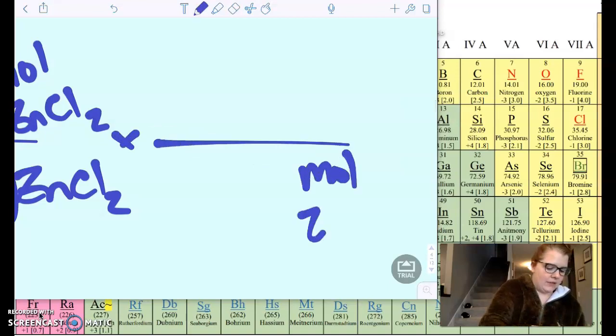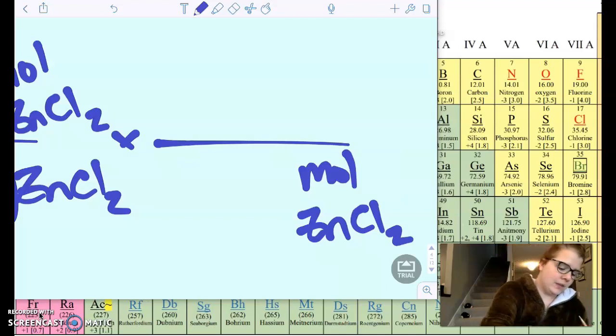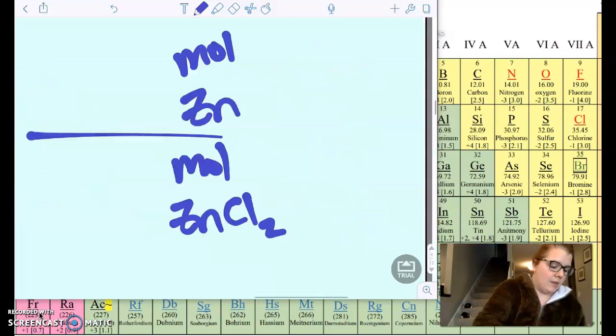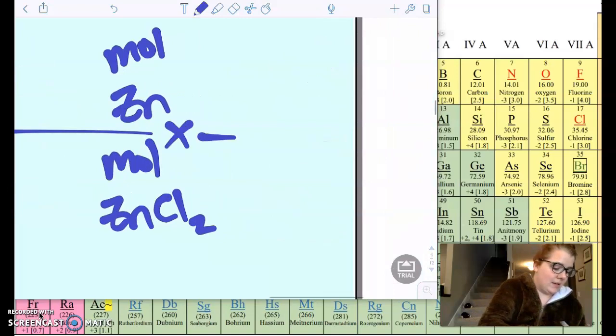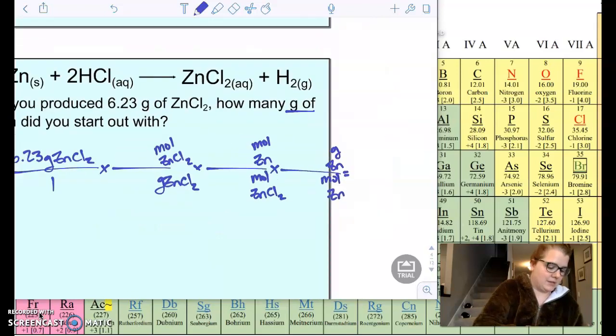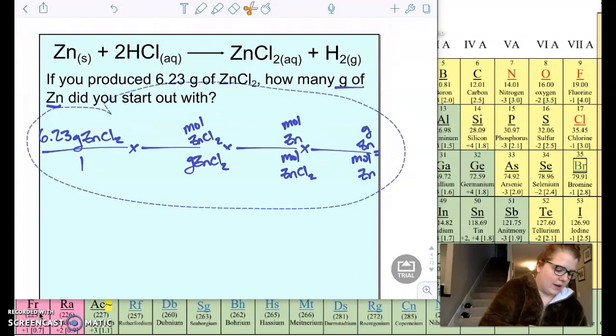And now I need to figure out how I can get to grams of zinc. Since I already have moles of zinc chloride, what I'm going to do next is the mole ratio to convert moles of zinc chloride to moles of zinc. The ratio is kind of like your bridge between one compound to the next. Once you've got moles of zinc, you're basically almost there. You can convert moles of zinc to grams of zinc using the molar mass. So this is going to be my setup to get to where I want to go.